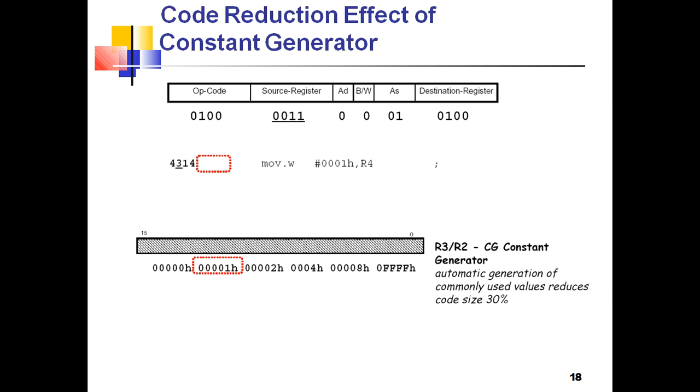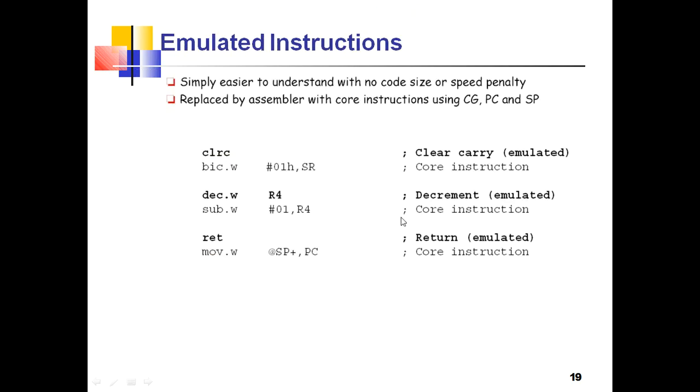That is, in place of the source register, if you write the combination of this, and finally move.w #001h, R4. So 001h is a constant that is automatically generated by the MSP430, which reduces the code size by 30%.